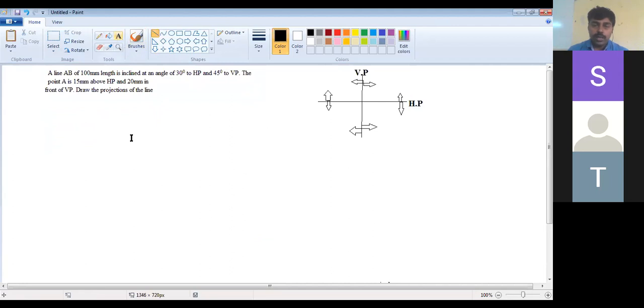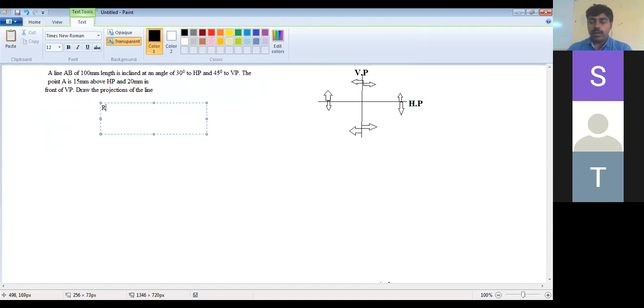This problem can be drawn in 2 methods. One, rotational line method. We might have already drawn it, but you might have forgotten the rotational line method. We are going to draw this. So we are going to do the rotational line method.